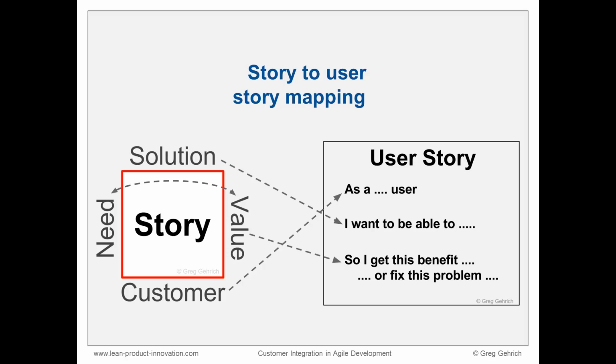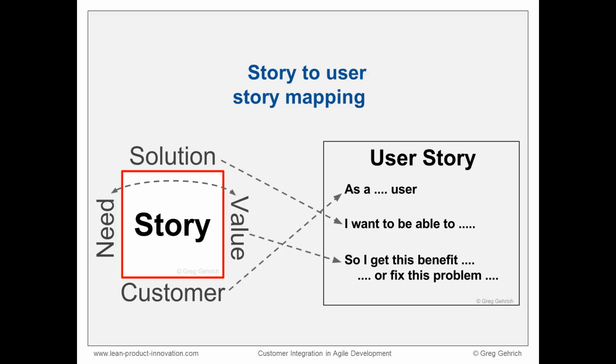The 4 dimensions of a story described earlier map to 3 parts of a typical user story that is used in agile software development. So the customer maps to the first statement that describes who the user is. And second, the solution maps to the second statement that describes user functionality.